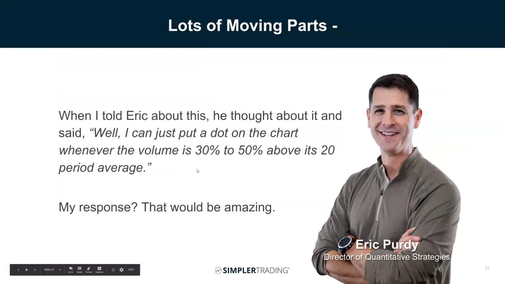So when I told Eric about this, he thought about it and said, well, I could just put a dot on the bar whenever the volume is 30 to 50% above its 20-period moving average. You could choose if you want 30% or 50%. My response to that was, if you could do that, that will be amazing, and I will give my firstborn son for your daughter, for the daughter of your choice. Eric has a lot of daughters, so I think that would work for everybody.